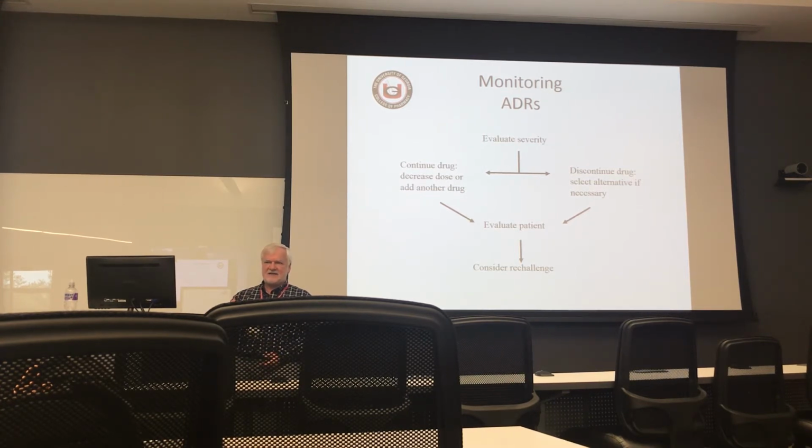Now, this last step rarely occurs. It's re-challenging the patient. One of the only ways you can really say it absolutely occurred due to the drug is when you re-challenge. But lots of times you really don't want to re-challenge. Why expose the patient to a potential adverse reaction they had before? You just document it as well.